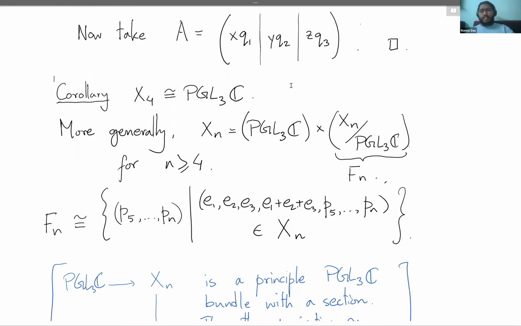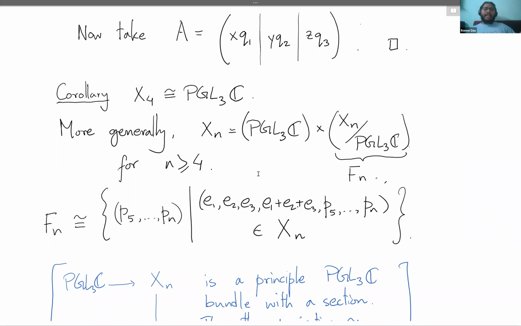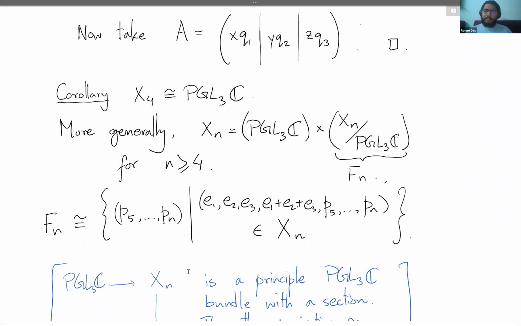This quotient I'm going to call Fn, and it turns out that it's also the same as: fix the first 4 points, P1 through P4, and then look at the possibilities for points 5 through n. So Fn is isomorphic to this space of choices of points 5 through n, where the first 4 are some chosen allowed points. I chose again the first 3 unit vectors and the sum of the unit vectors.